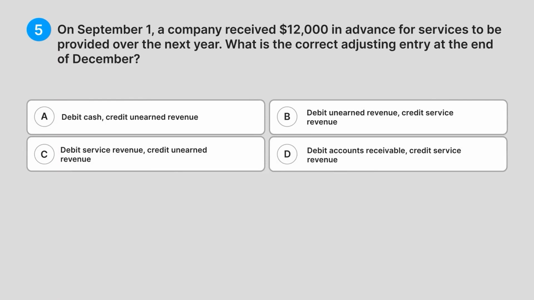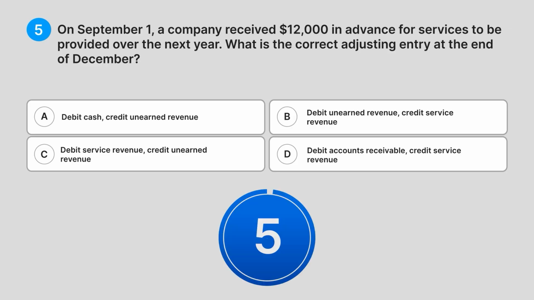5. On September 1st, a company received $12,000 in advance for services to be provided over the next year. What is the correct adjusting entry at the end of December? A. Debit cash, credit unearned revenue. B. Debit unearned revenue, credit service revenue. C. Debit service revenue, credit unearned revenue. D. Debit accounts receivable, credit service revenue. Do you know the answer?